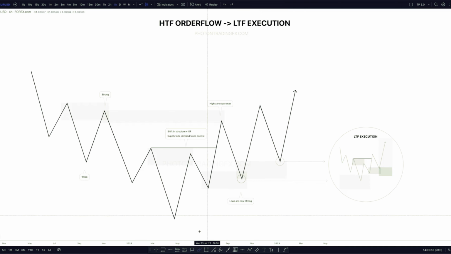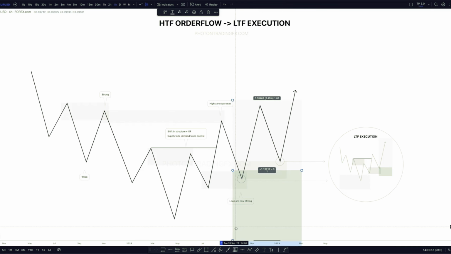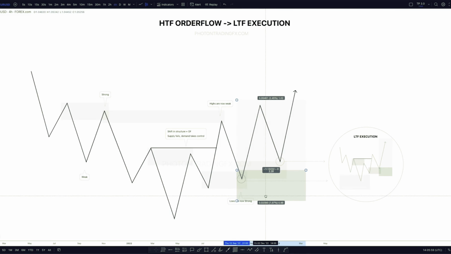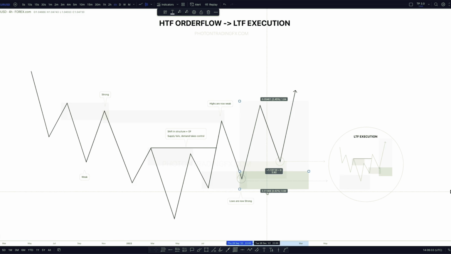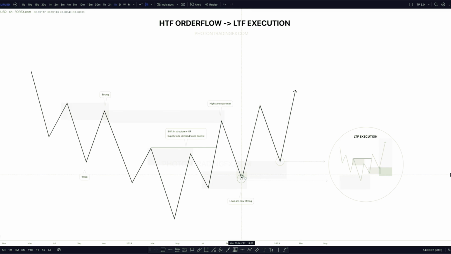To increase our risk to reward, rather than entering on this POI directly, which of course we could do, imagine this was a real trade example and you've got a 138 pip stop. Instead, when price comes into this area, as soon as we hit our higher time frame POI, we drop down to our lower time frame and look for the same thing. We look for that lower time frame order flow to shift, lower time frame shifts bullish, lower time frame demand takes control.